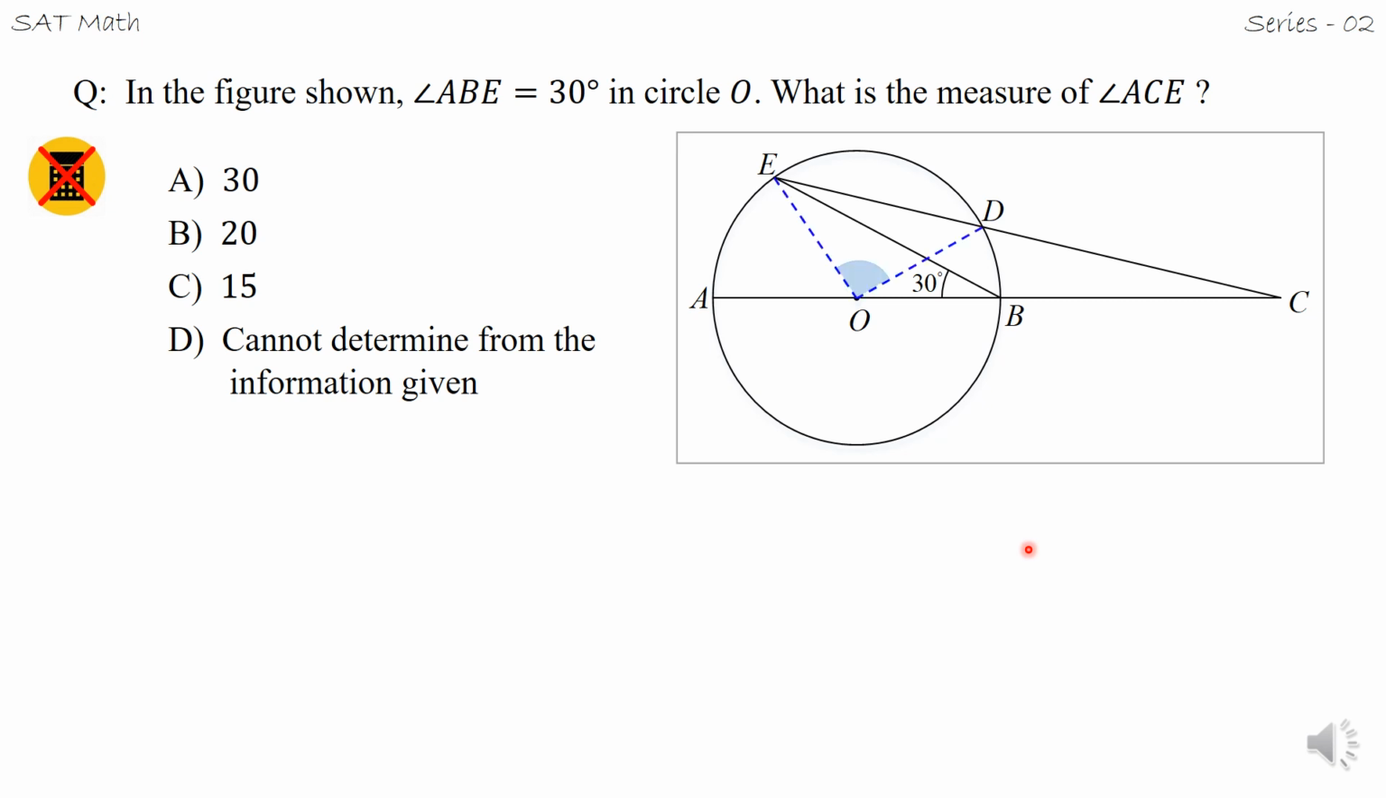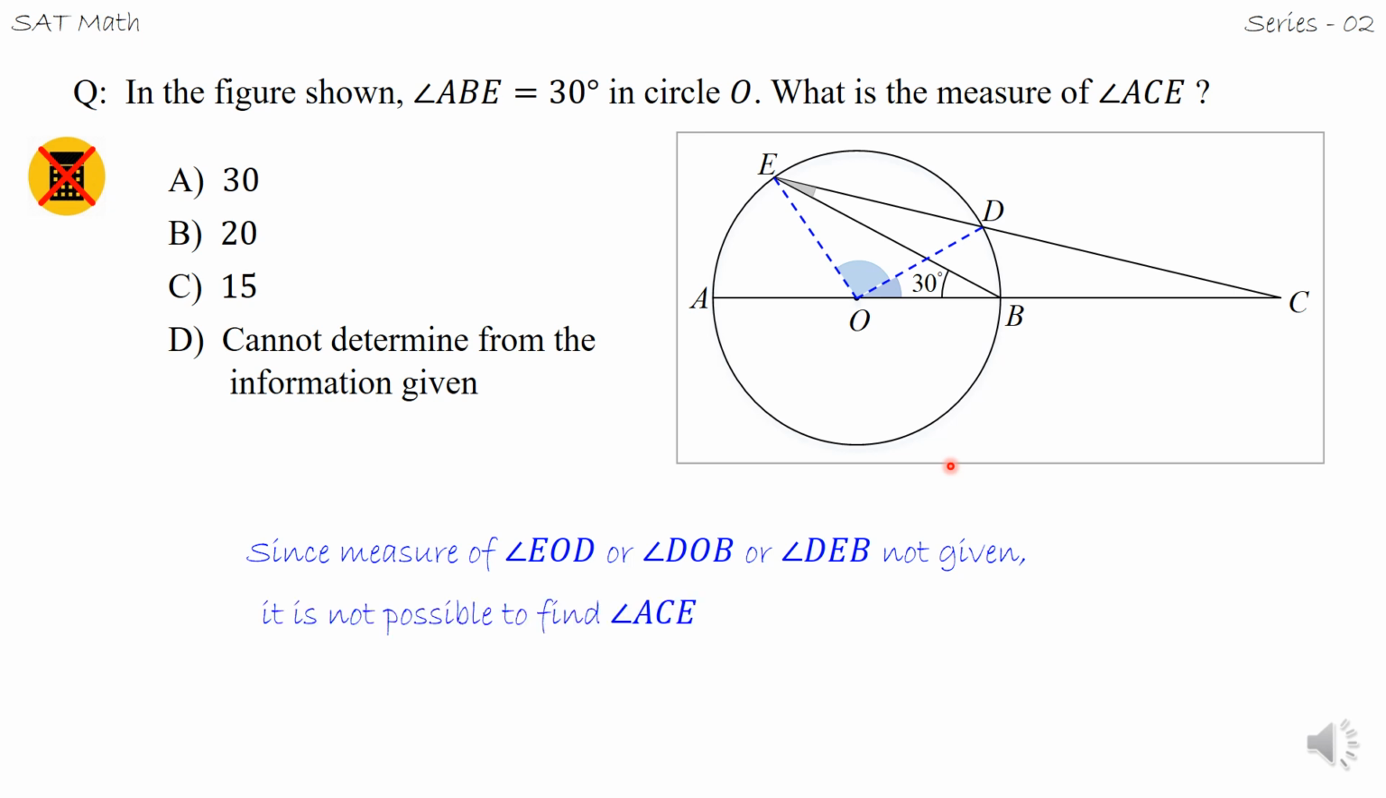Okay, here since angles EOD, DOB or DEB are not given, it's not possible to find angle ACE. Without this information, suppose this angle were given, we could find at least these two angles and then find this angle. But since these are not given, it's difficult, so it cannot be determined from the information given. So option D.